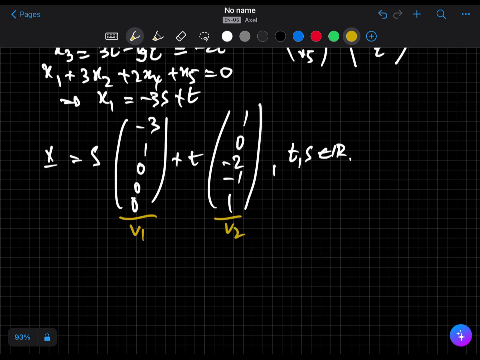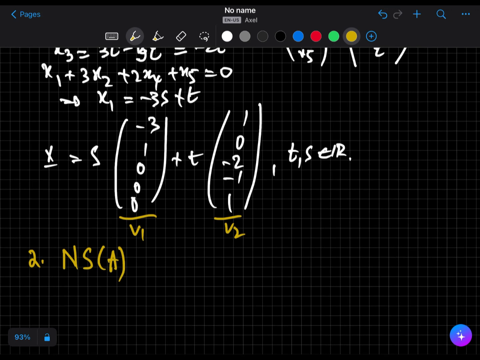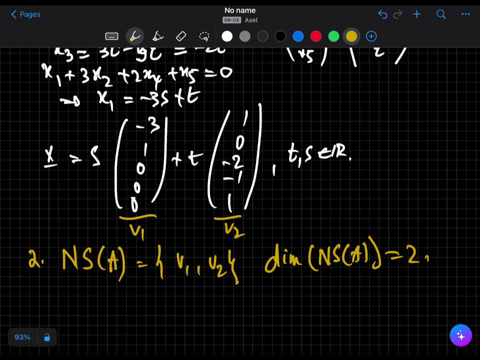The second question was: what is the dimension of the null space of A? So we know that the null space of A is made up of v1 and v2. So the dimension of the null space of A is 2.